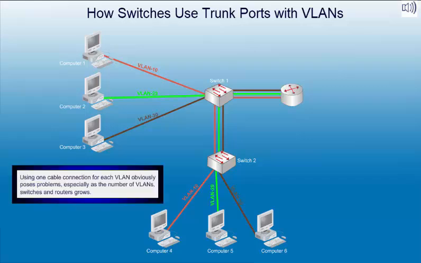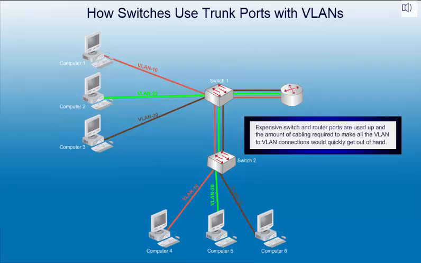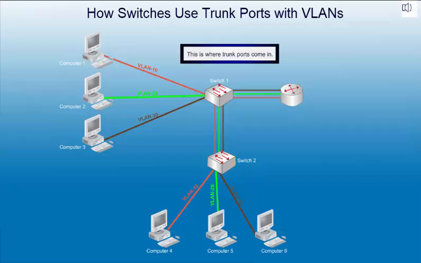Using one cable connection for each VLAN obviously poses problems, especially as the number of VLANs, switches, and routers grows. Expensive switch and router ports are used up, and the amount of cabling required to make all the VLAN to VLAN connections would quickly get out of hand. This is where trunk ports come in.